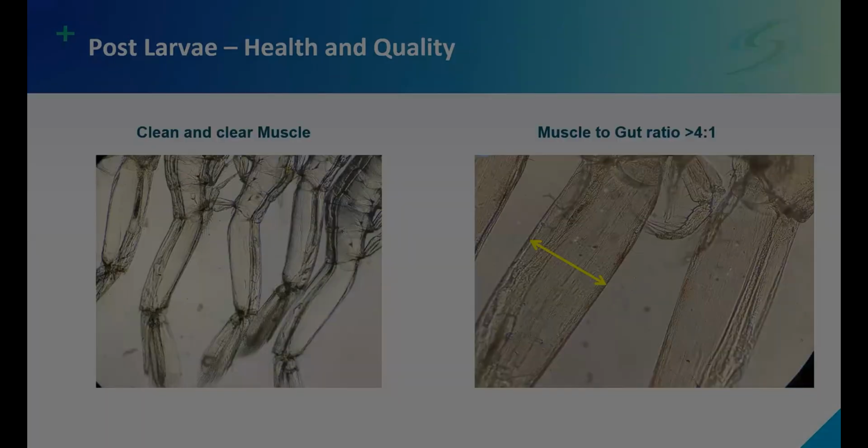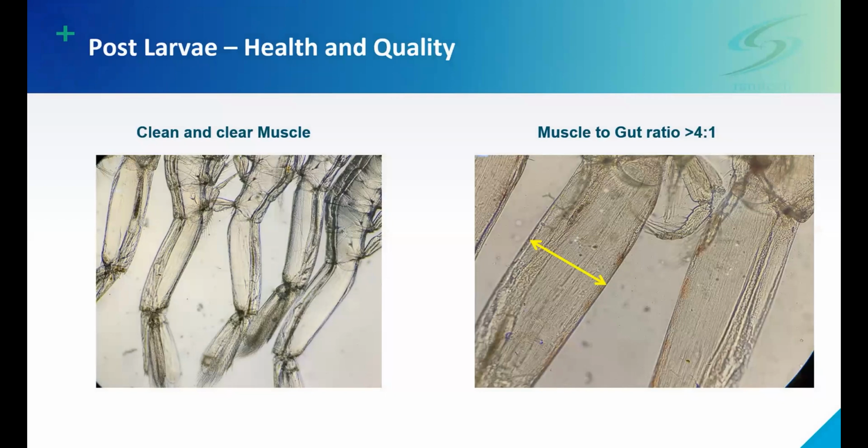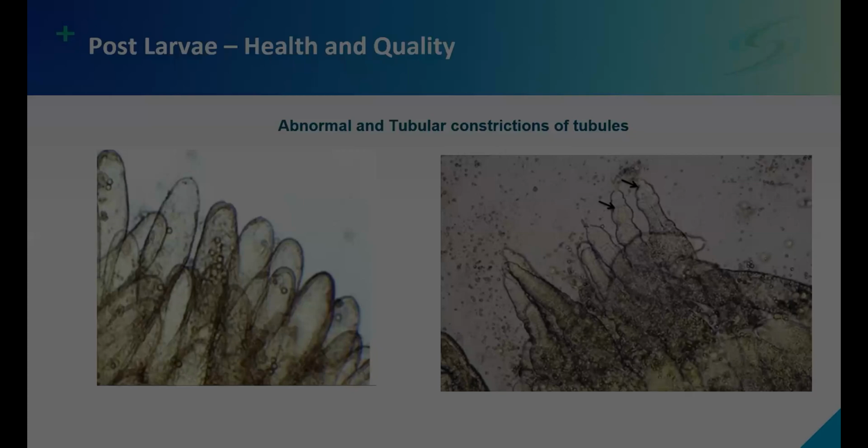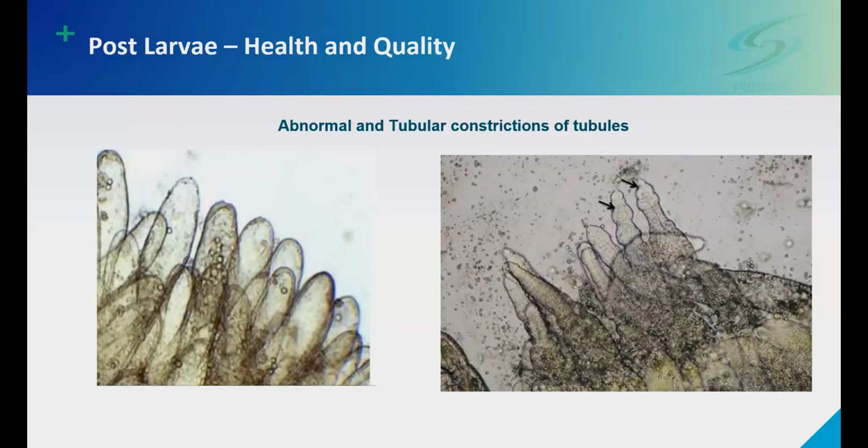So when you go through the microscope, you must see clean and clear muscles, and the muscle to gut ratio must be above 4:1. This is one important thing we observe on the microscope. The hepatopancreas must be full of lipids, and the lobes must be full and clear. You should not have any abnormalities like empty tubules or tubular constrictions. These are not acceptable.